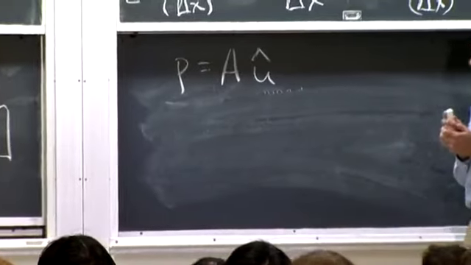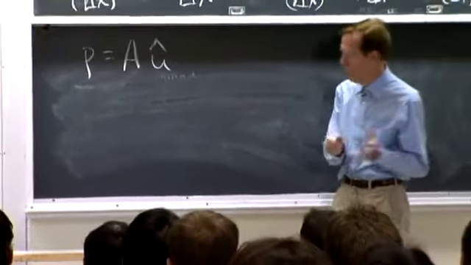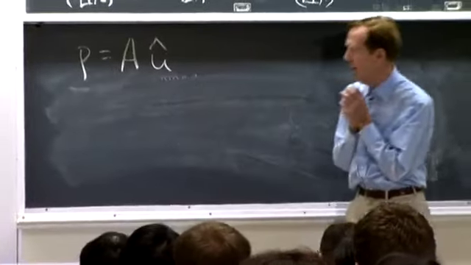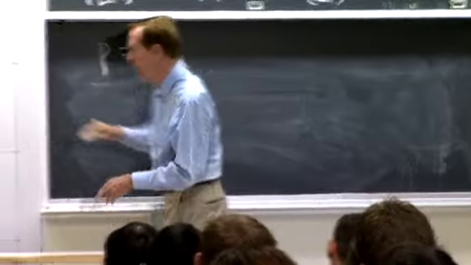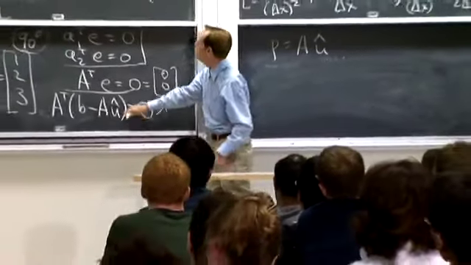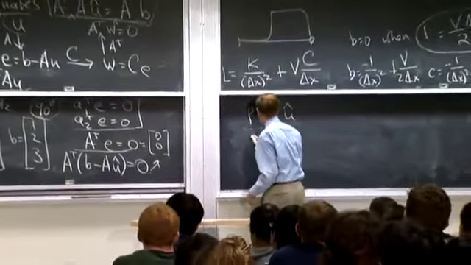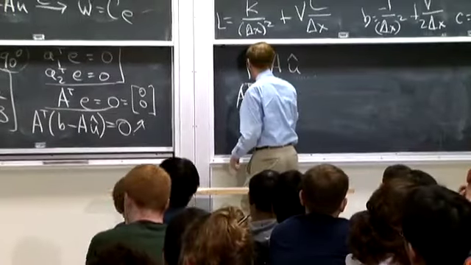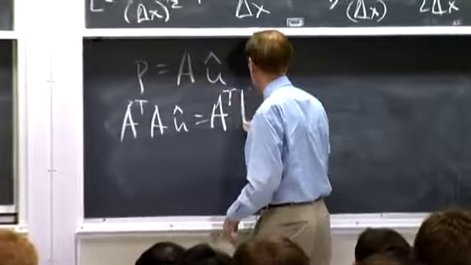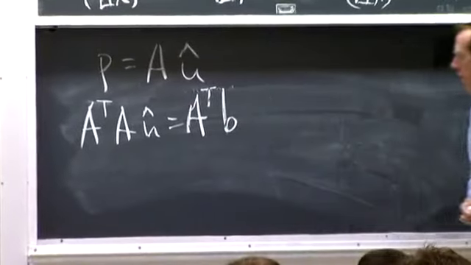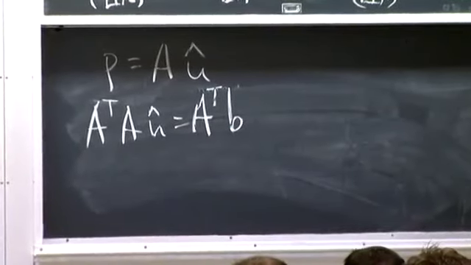But now what is U hat? I'm just going to assemble things here. U hat, we figured out by the 90-degree angle, comes from this equation, which is A transpose A U hat equals A transpose B, the central equation. Okay, that's the central equation.